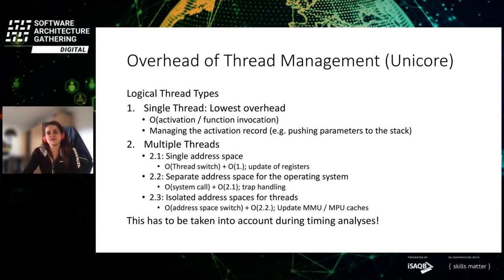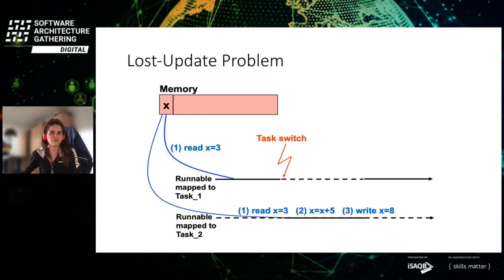And this is something that has to be taken into account during timing analysis. And therefore, I have to have an insight into the architecture of the operating system and how it actually does that. Also, concurrency issues might be a problem. Here's also a problem that is sketched. So we have this lost update problem often in situations where we have multiple tasks, multiple threads.